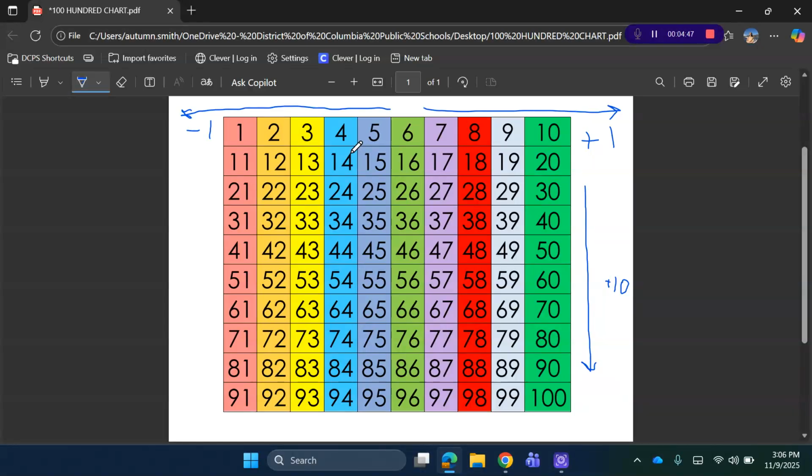Yes, the 4 is in the 1s place. Right? And that's not changing, and that makes sense because when we go up or down on a place value chart, we're changing by tens. We're not changing the ones. That's why the ones stay the same every time.